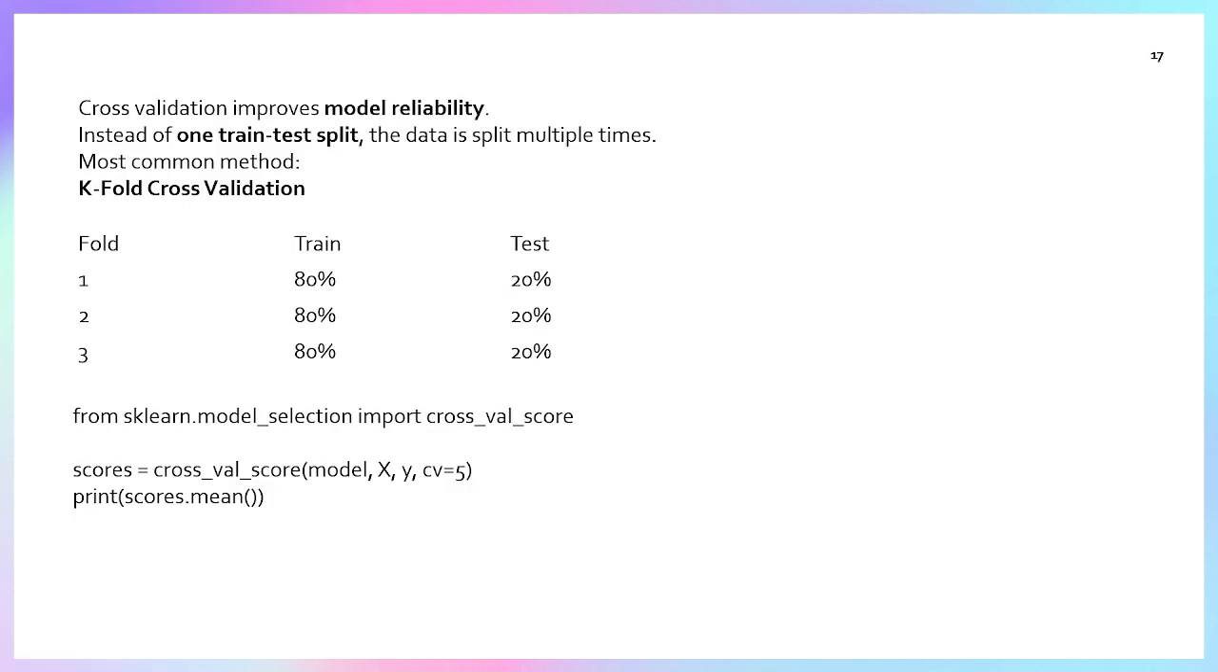Cross validation improves model reliability. What is cross validation? Instead of one train-test split, we split the data multiple times, right? K-fold cross validation. For example, the first one is 80% train and 20% test. Another is 80% train and the test is a different 20%. Another one is again 80% train and a different 20% test. Right? So cross validation.